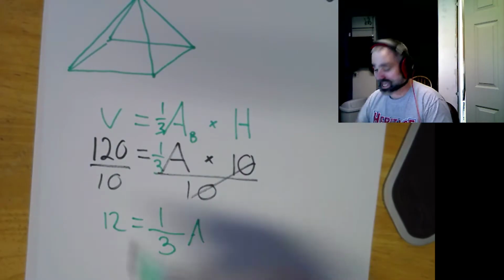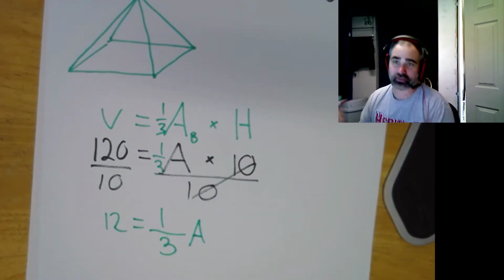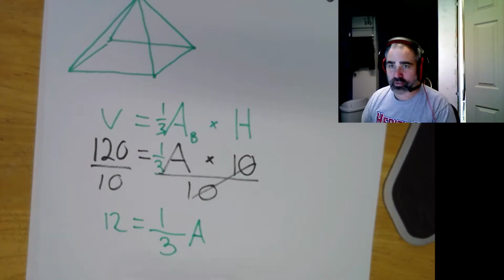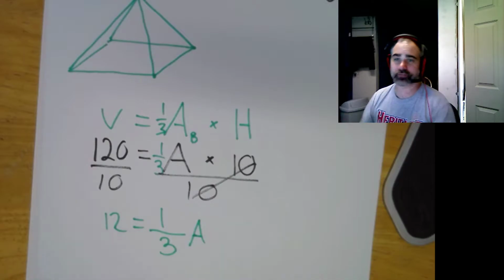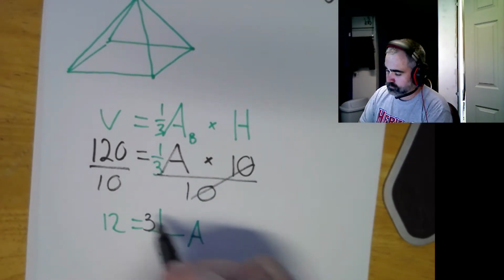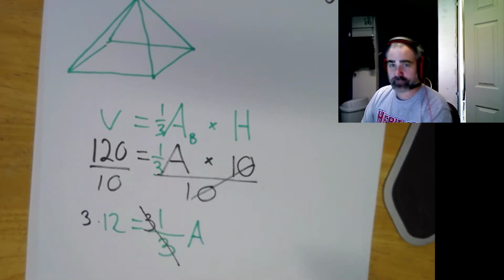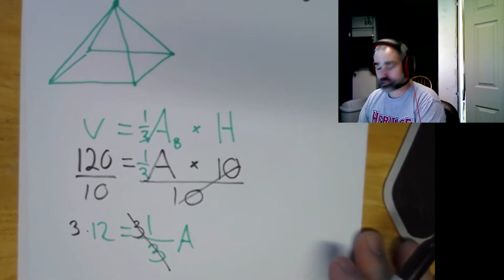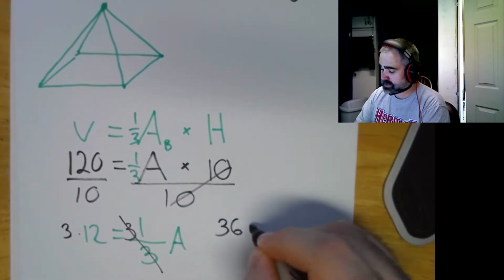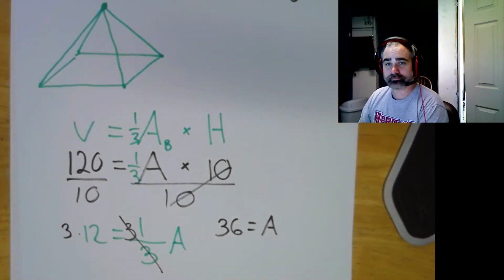So we want to find a. Right now I have another division problem. So what's the opposite of division? And you guys are all shouting, multiplication. Yeah. When you think about fractions as division problems, they're not that bad. So we multiply both sides by 3. And that cancels out just like the 10 canceled out here. So 3 times 120 is 360. So that means that the area of the base is 36.